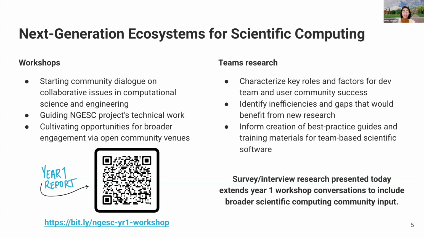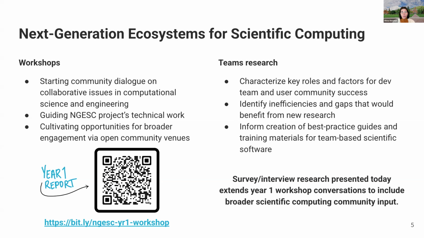So, the Next Generation Ecosystems for Scientific Computing project entails several thrusts of work, two of which I'll highlight now. The first thrust is a workshop series organized to initiate conversations about pressing issues in computational science and engineering, particularly with respect to teamwork, cross-disciplinary research, and emerging AI technologies. These conversations are helping shape the research we're doing in this project.